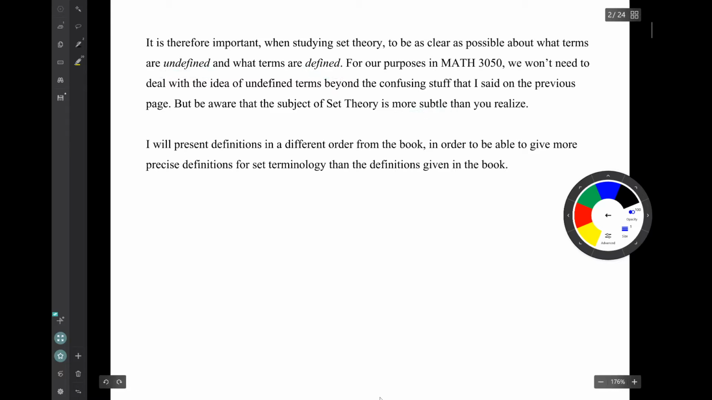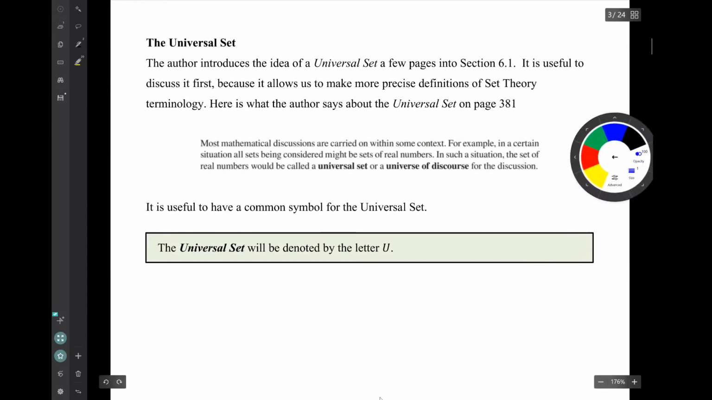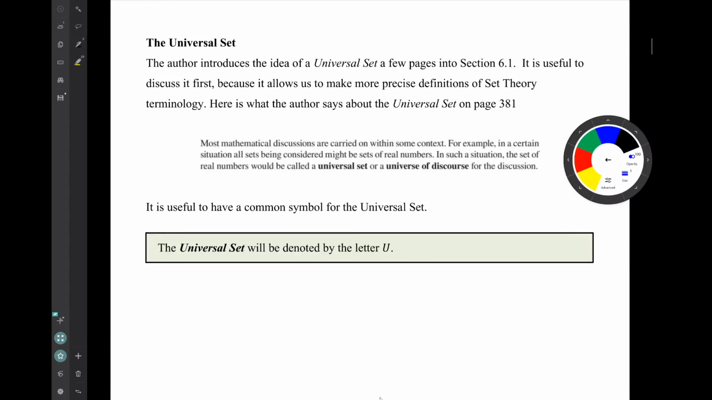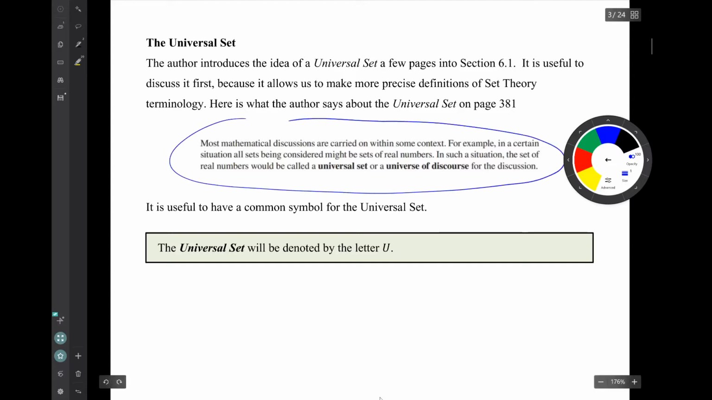Now, in this video, I'll be presenting definitions in a different order from the book in order to give some more precise definitions for set terminology, more precise than the definitions given in the book. So to begin with, I'll introduce the idea of the universal set. The author doesn't introduce this idea until a few pages into the section. I find it's useful to discuss it first because it allows us to make some more precise definitions of other set theory terminology. So here's what the book says about the universal set.